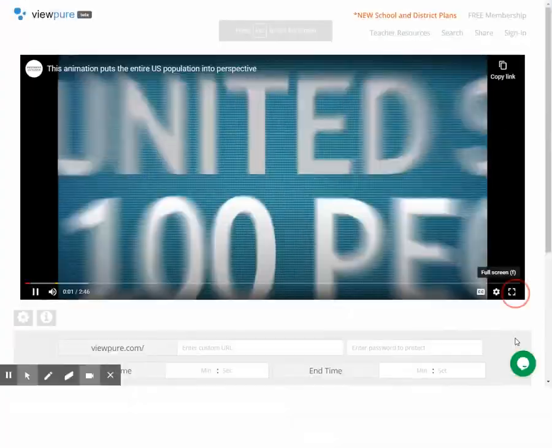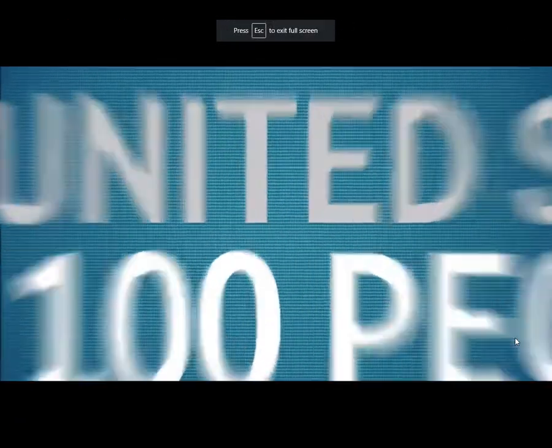The U.S. population. If the United States were 100 people.